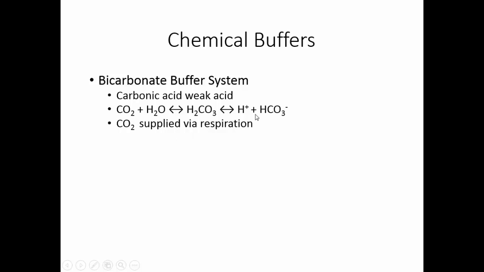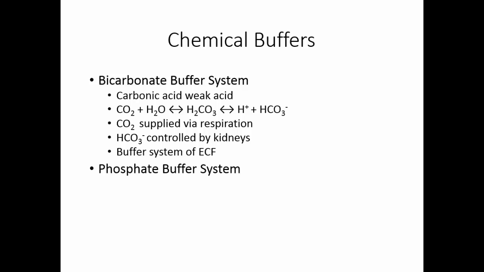Carbon dioxide can be added to this buffer system via our respiratory system. So one way we can change pH is by monitoring carbon dioxide levels. Bicarbonate levels are controlled by the kidneys. So one way we can control this system is by regulating bicarbonate ions using the kidneys. This is the primary buffer system of the ECF, and it's easy to regulate because we can regulate it either through the lungs or the kidneys.